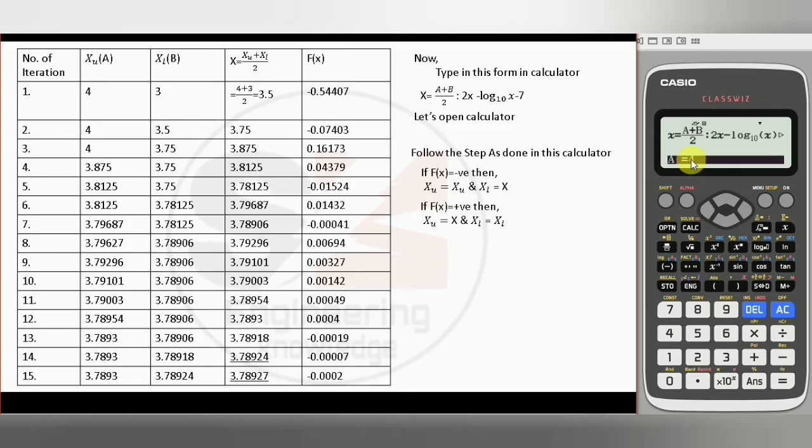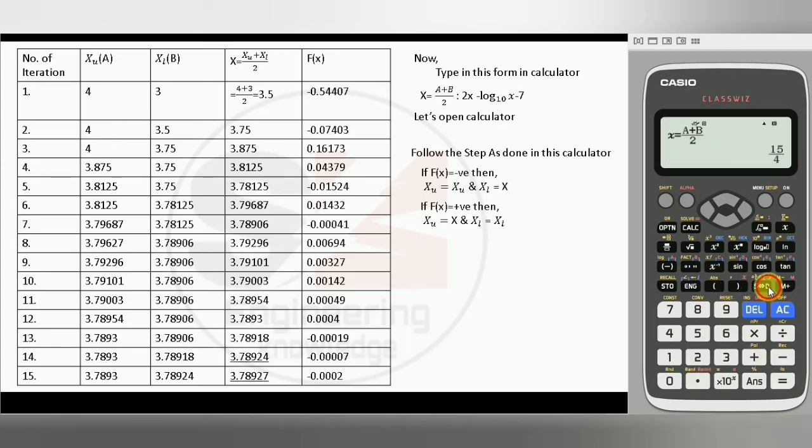At first it will ask for the value to enter. For a, in the second iteration the value will be 4, so type 4, then equal to, and for b the value in the second iteration would be 3.5, then press the equal to button. Then it will show this value 3.75, then press equal to, then it will show this value, then press equal to, and it will go to the third iteration.